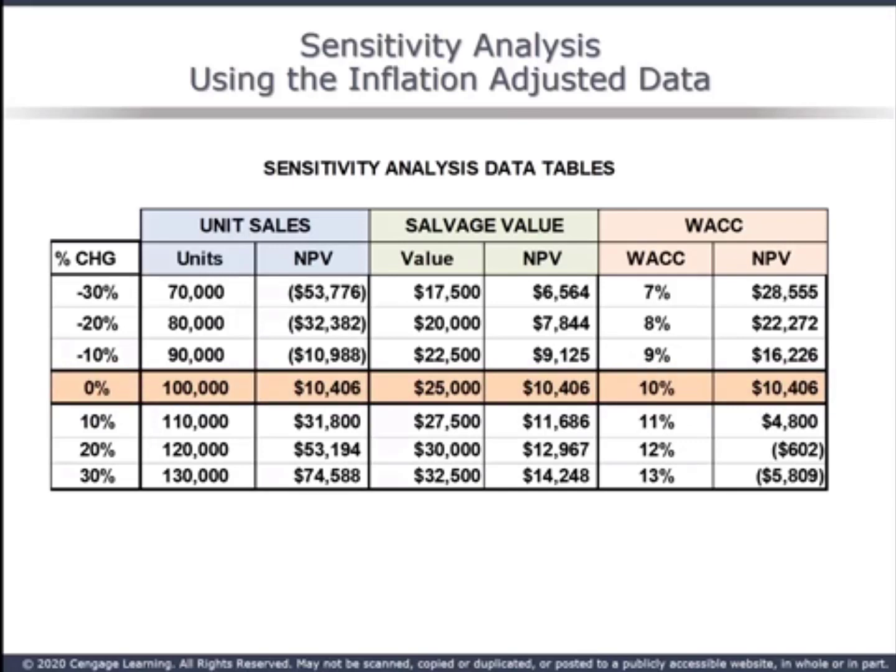We selected three variables to focus on: unit sales, salvage value, and cost of capital. For each variable, we hold all other variables constant and let the variable of interest change by plus or minus 10, 20, and 30%, and recalculate NPV at each level. This example is posted as an Excel worksheet with this lesson.